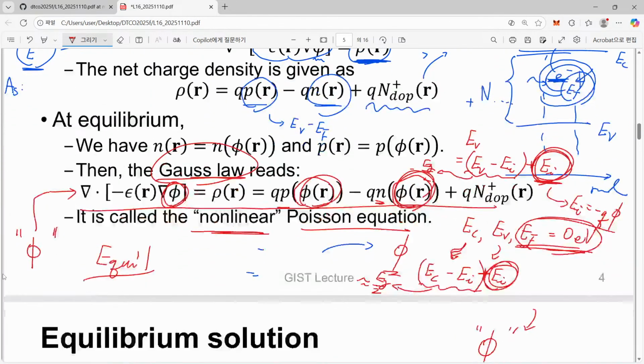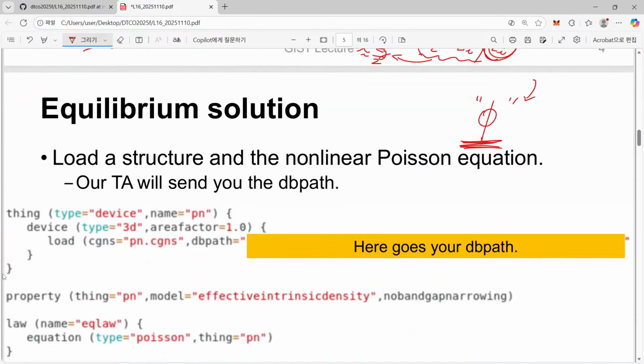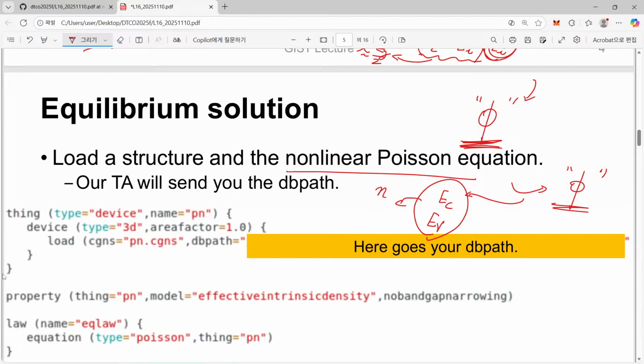So now it is clear that if we want to analyze a semiconductor device at equilibrium, we must solve the nonlinear Poisson equation. Once we solve it, we get a quantity called the electrostatic potential, and from this electrostatic potential we can recover, for example, EC and EV, and from these two quantities we can recover electron density and hole density. That is the way we get the equilibrium state of our device.